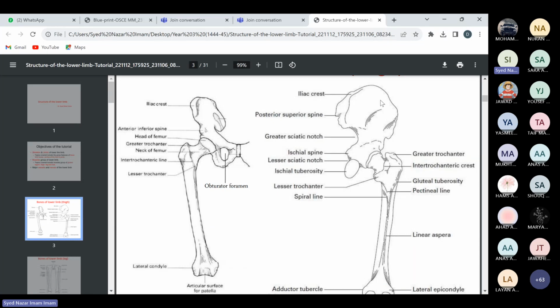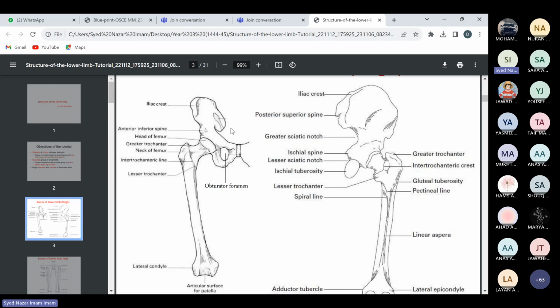Whatever you are seeing here is the outer surface. This is the inner surface. Simply say inner surface or anteromedial surface. Which muscle is attached to all of this iliac fossa? This is iliacus. They'll ask you where the attachment of the iliacus is. So this is the surface. Then we have two important spines: the anterior superior and anterior inferior iliac spine.